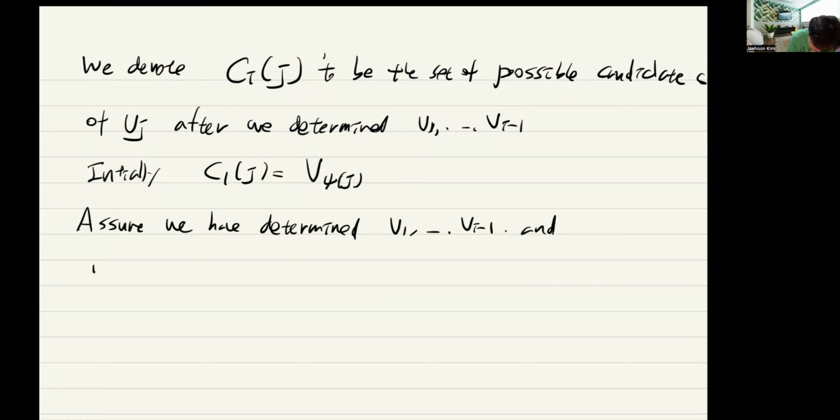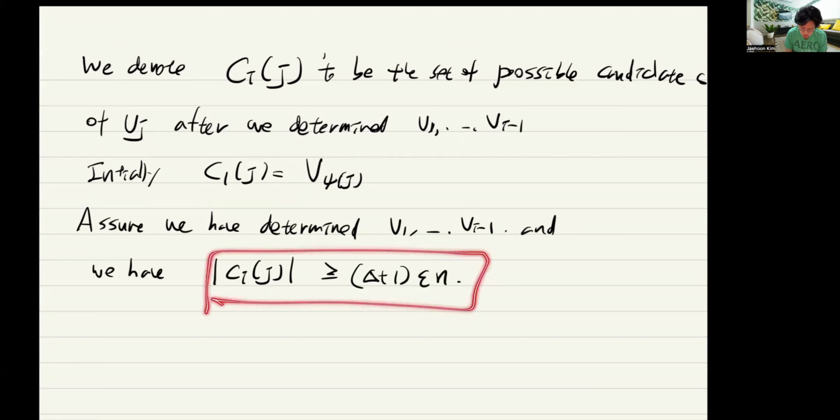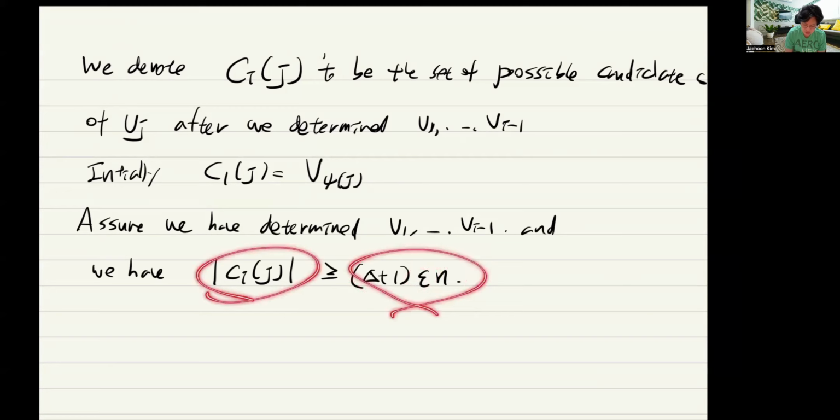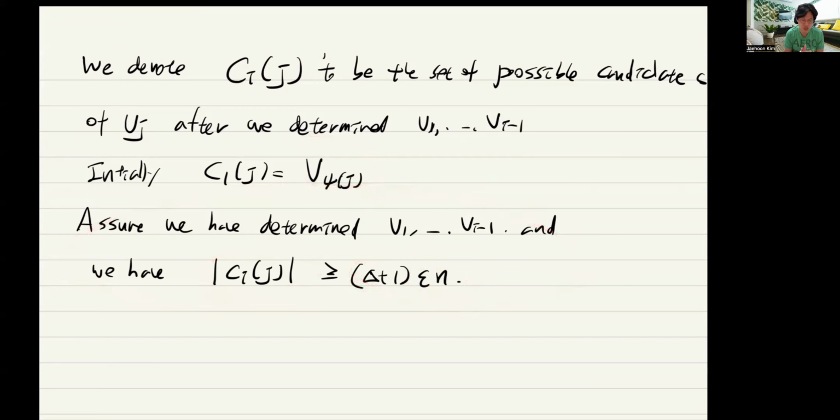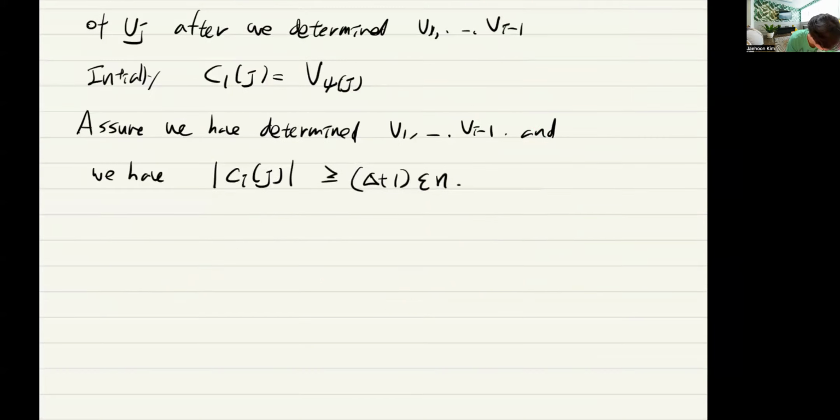And we have that each candidate set assigns at least delta plus 1 times epsilon n. So this is satisfied initially. Epsilon is sufficiently small, so this bound is much smaller than n. And initially this has size n, so this is satisfied initially. And inductively, we assume that this is still true at this moment.